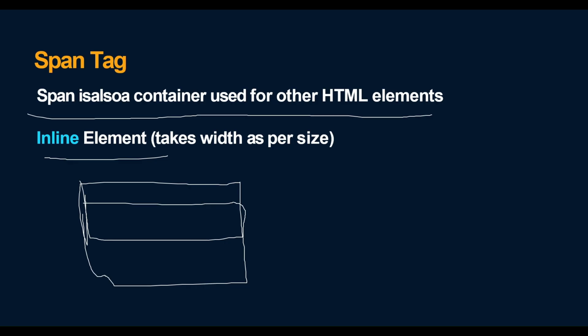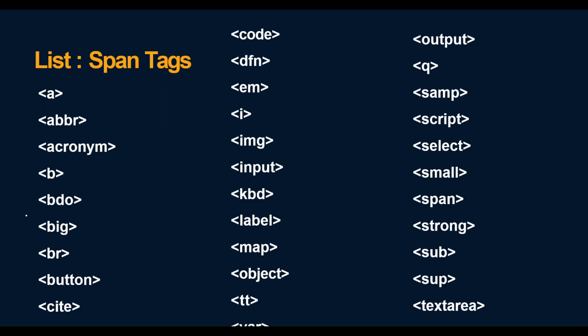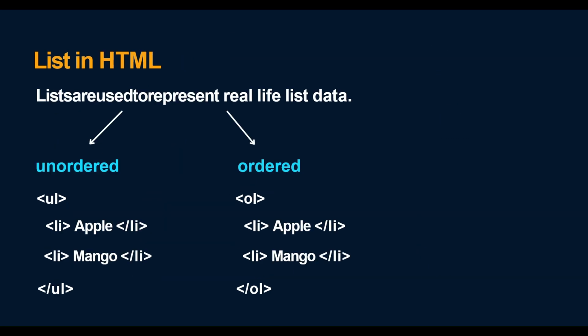Our next topic is the list of span elements. See this anchor tag, b tag, big tag, br tag, button, and all of these are tags that go under span, which cover the required width as per the requirement. Okay, so now lists in HTML.